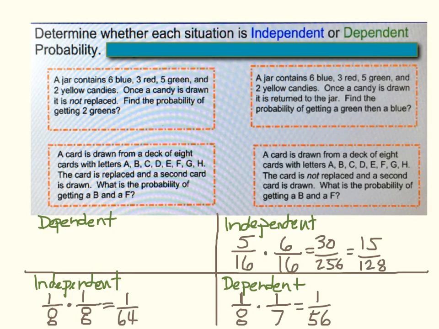And when we reach in the first time, as we said before, there are 16 candies. And how many of them are green? Well, there are 5 greens when we first pull a candy out of the jar. Now, when we go back in, there are only 15 candies left in the jar, and there are only 4 greens left. So the probability would be 20 over 240, which reduces to 1/12.